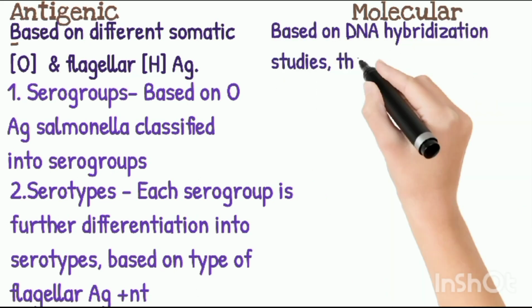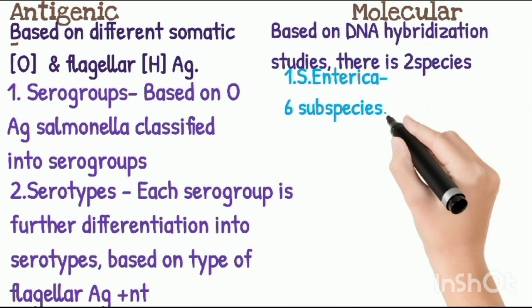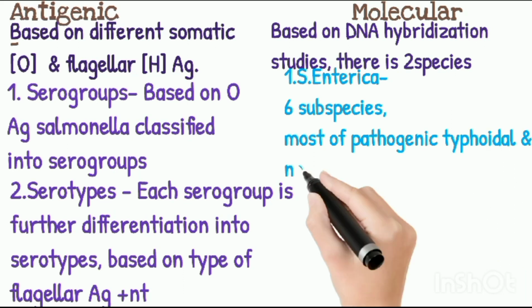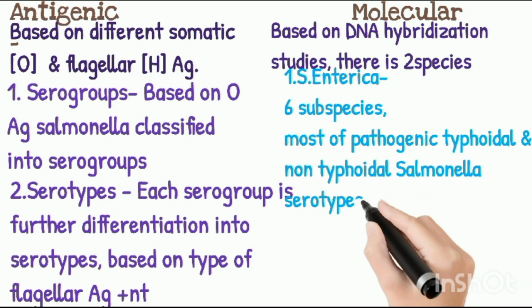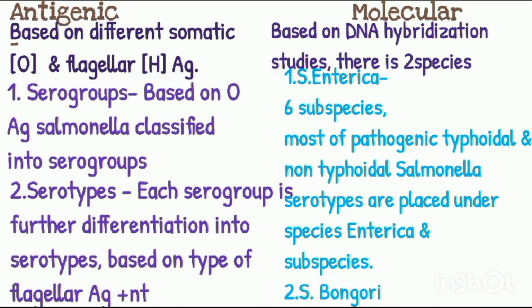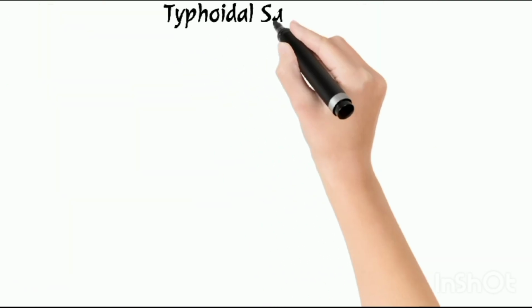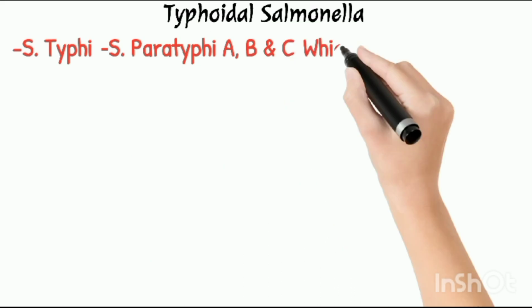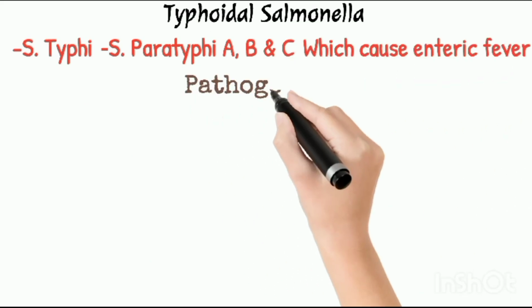Molecular classification: based on DNA hybridization study, there are two species. S. enterica, with six subspecies, includes most of the pathogenic typhoidal and non-typhoidal Salmonella. Serotypes are placed under the species enterica and its subspecies, and the second species is Salmonella bongori. Now about typhoidal Salmonella: S. typhi and S. paratyphi A, B, C, which cause enteric fever.